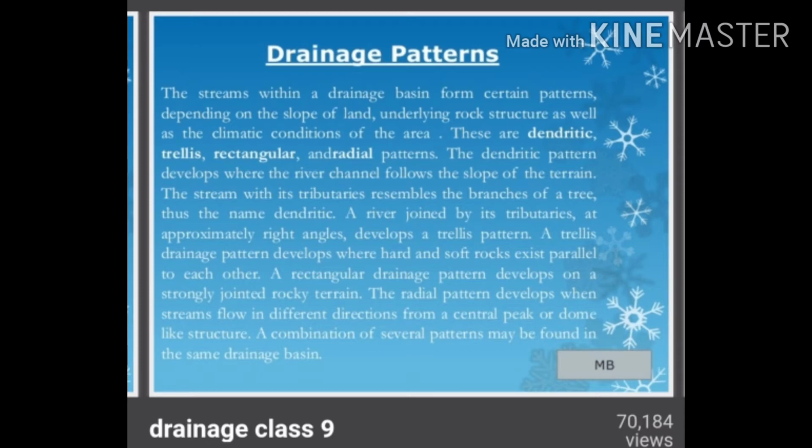Now we will talk about the drainage patterns. The streams within a drainage basin form certain patterns depending on the slope of the land, the underlying rock structure, as well as the climatic condition of the area. Here we are talking about drainage, that is, the water system, the river system, and wherever the water bodies are, they form different patterns depending on the type and structure of rock, the land, as well as the climatic condition of that area, which affects the drainage pattern of that particular area.